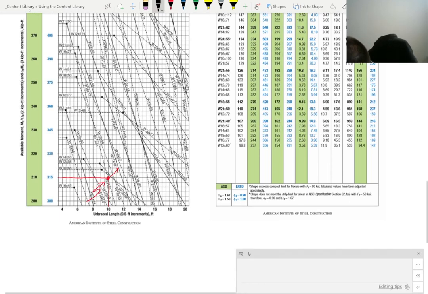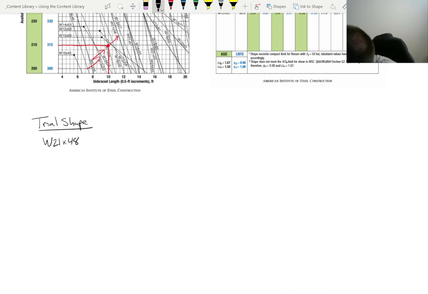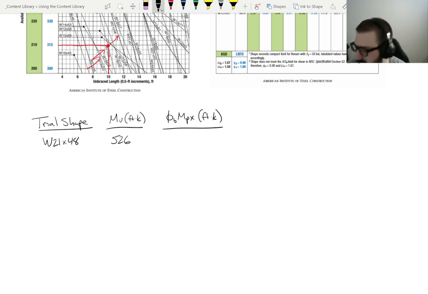So I'm going to write a little table here. I'm going to give myself a little room. So trial shape, and we're going to say a W21 by 48, okay. Now the MU for this problem is 526, okay. It's not the MU over CB, it's the MU. That's what we actually are designing for. The beam has to withstand a bending moment of 526 foot kips, okay. And now what I'm going to do is write phi Mn in foot kips, okay. Now, if you recall, there were two more tables I was going to include. That's IX required and IX.